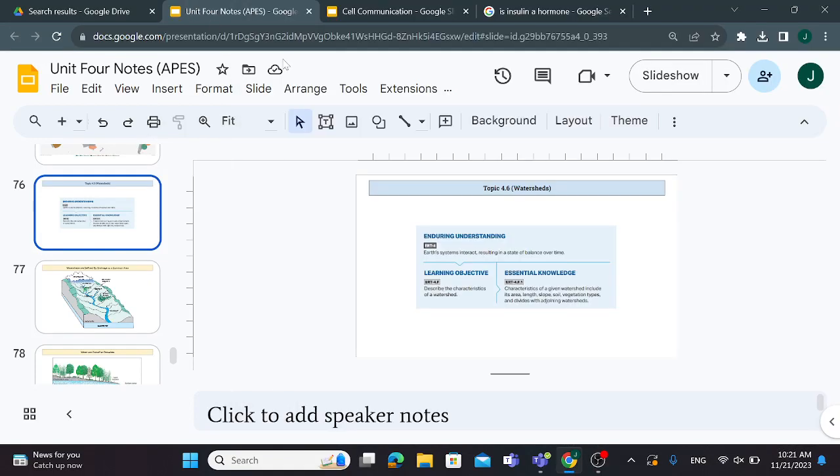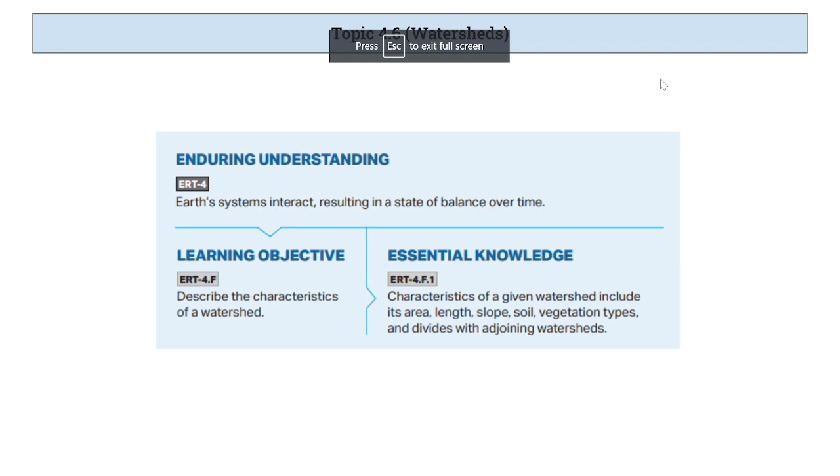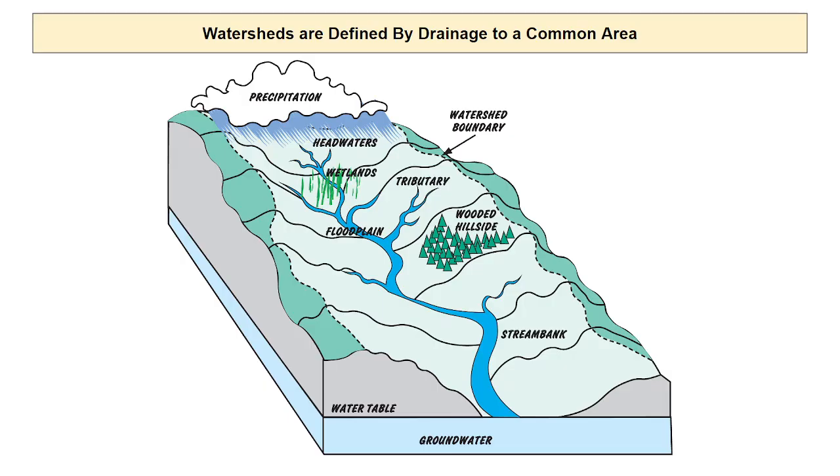All right, hello everybody. We're going to get into the last topic for Unit 4 today, and that's going to be watersheds. This is a pretty straightforward topic. We're going to talk about how water interacts with the geosphere and how some freshwater aquatic biomes like rivers and streams and ponds and lakes form due to different factors that occur in the watershed.